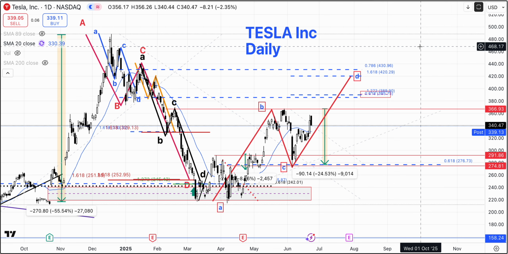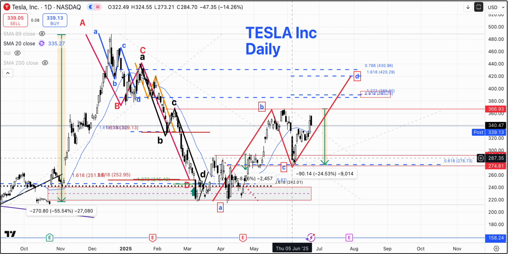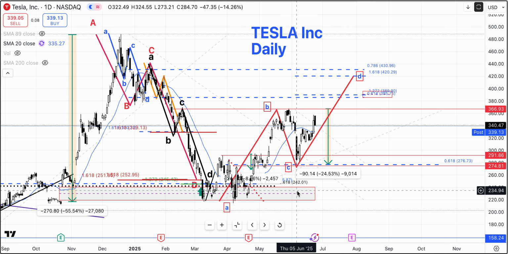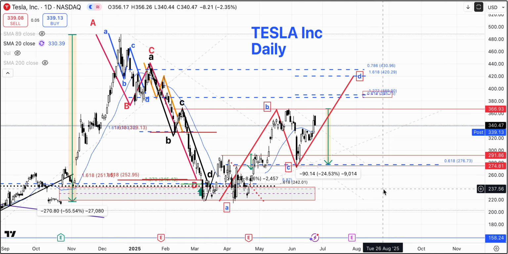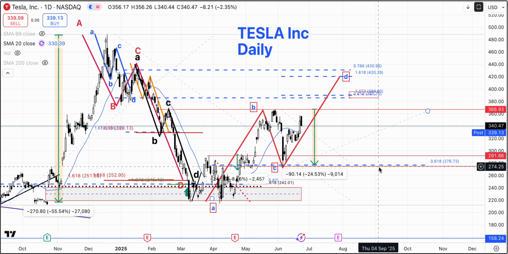From the pattern perspective, I do believe we are in this CD leg higher as long as point C is held. This is something I've spoken about before, because this was one of the worst days for Tesla in the entire history, when it was down at one point nearly 20% in a single day. But it was really right at the 61.8% Fibonacci retracement.